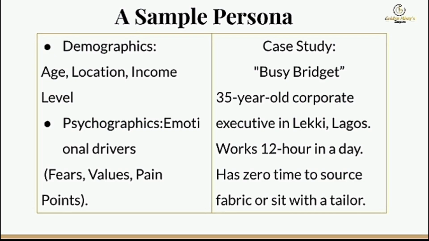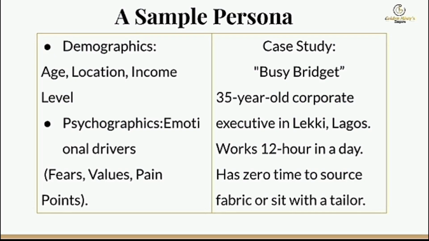That means I'm telling you the demographics of my persona. I'm telling you she's 35 years old, she's a corporate executive, and she lives in Lekki. Now, she works 12 hours in a day, has zero time to source fabric or sit with a tailor. That means that's a fair already, because she's not expected to go to the market to get fabric, and she does not have the time to sit with a tailor for fitting. That's already a fair. So now, what do you do with this information?